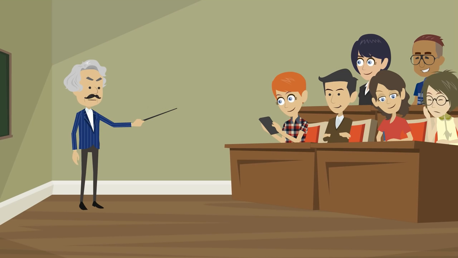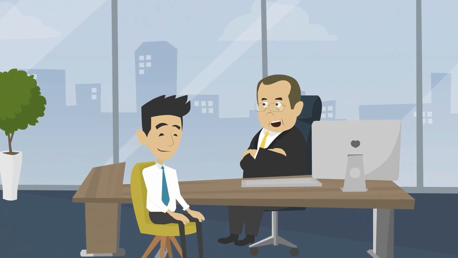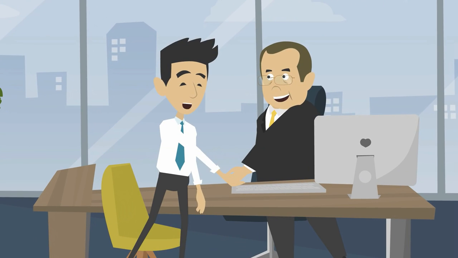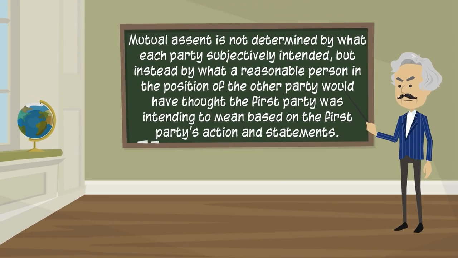Now that we know what offer and acceptance is, let's discuss how to make an agreement. For a contract to be formed, the parties must have mutually assented to the agreement, meaning both parties intend to contract, and they both agree on the material terms of the contract. Do we have a deal? Yes, we do. Mutual assent is not determined by what each party subjectively intended, but instead, by what a reasonable person in the position of the other party would have thought the first party was intending to mean, based on the first party's actions and statements.